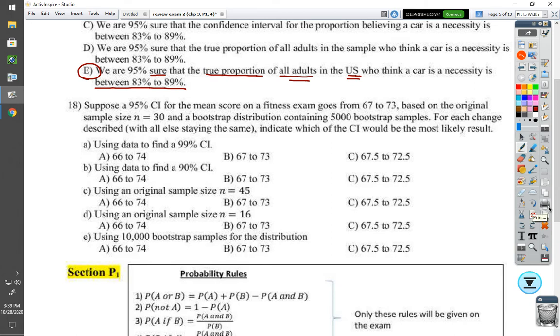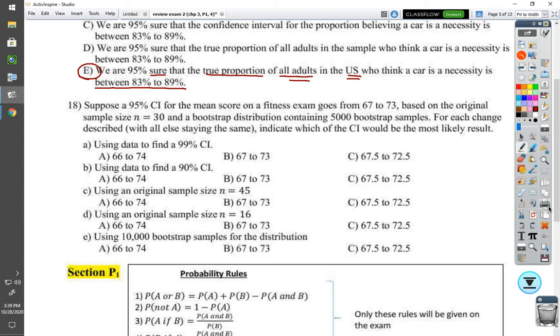Number 18, suppose a 95% CI for the mean score of a fitness exam goes from 63 to 73, based on the original sample of 30, and the Bootstrap distribution contains 5,000 samples. For each, indicate which of the CIs would be the most likely result.